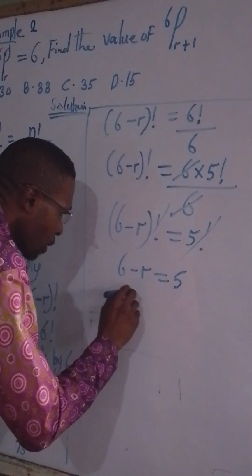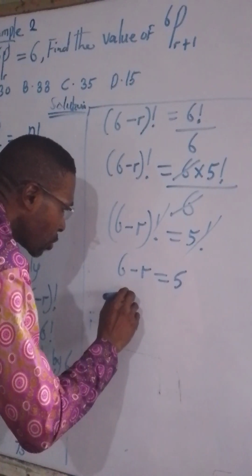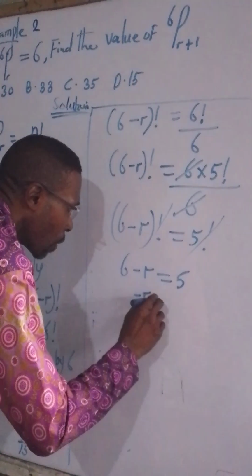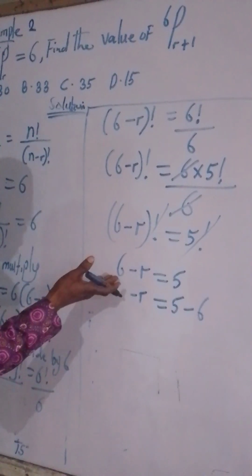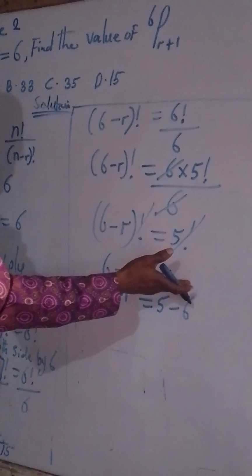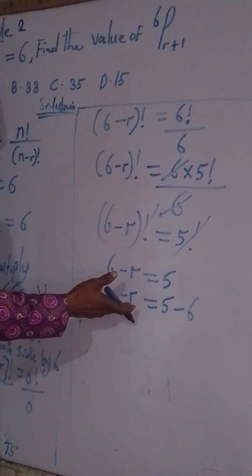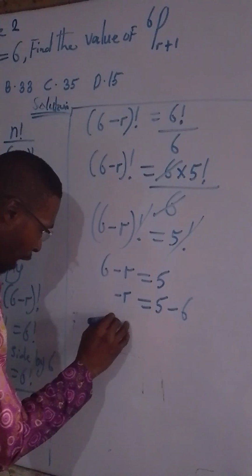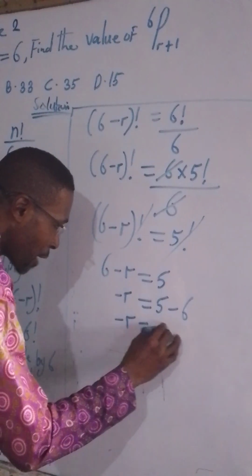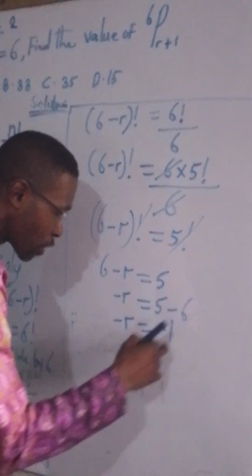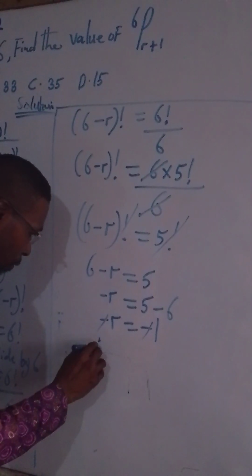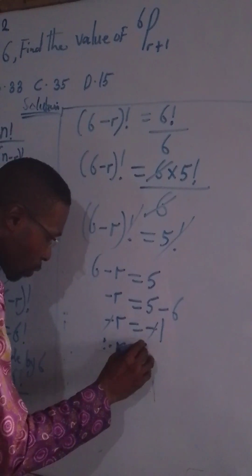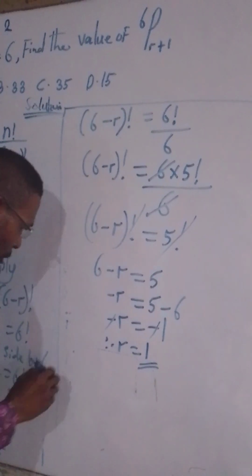Now from here, it's very simple. We have minus r is equal to 5 minus 6, because this number must go and meet the other number so that r can stand alone. So minus r is equal to minus 1. 5 minus 6 is minus 1. So we cancel the minus. Therefore, r is equal to 1.